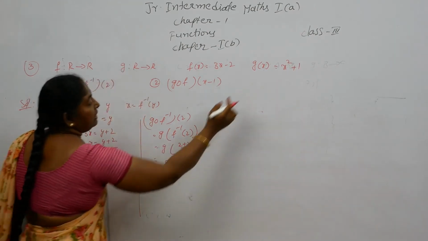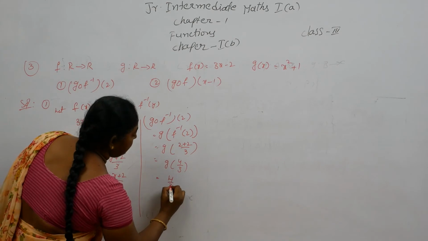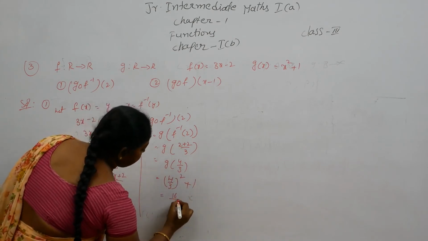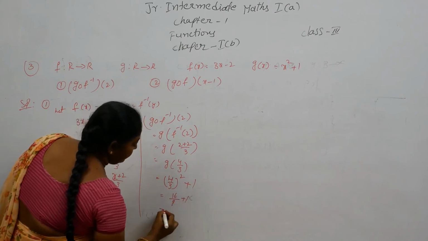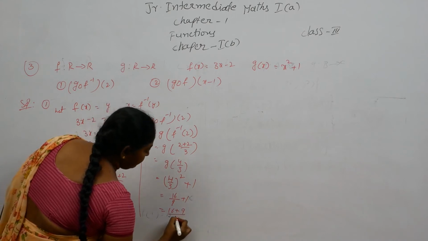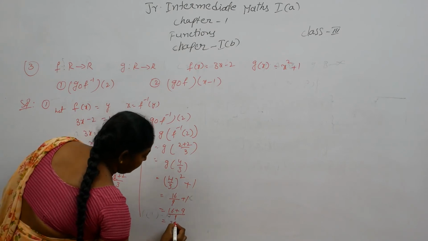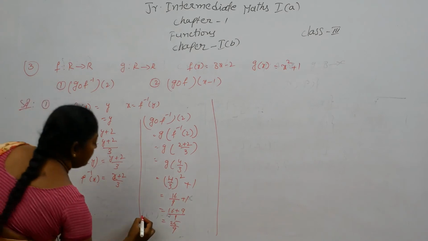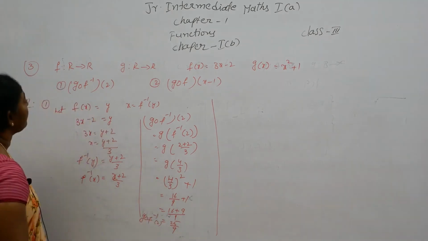So here, in this x place, we have to substitute 4 by 3. So 4 by 3 whole square plus 1 that equal to 4 fours are 16 and 3 threes are 9, plus 1 that equal to 16 plus 9 by 9 that equal to 25 by 9. This is the g of f inverse of 2 value.